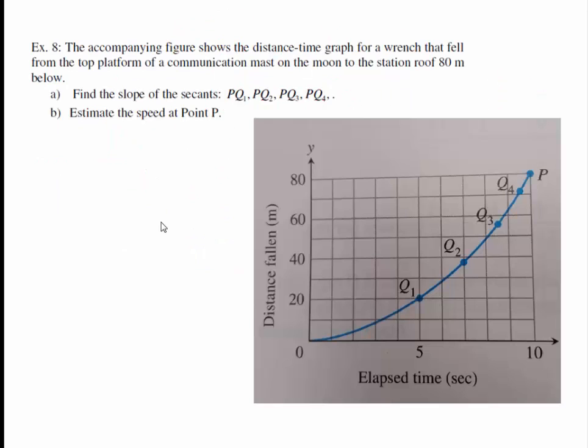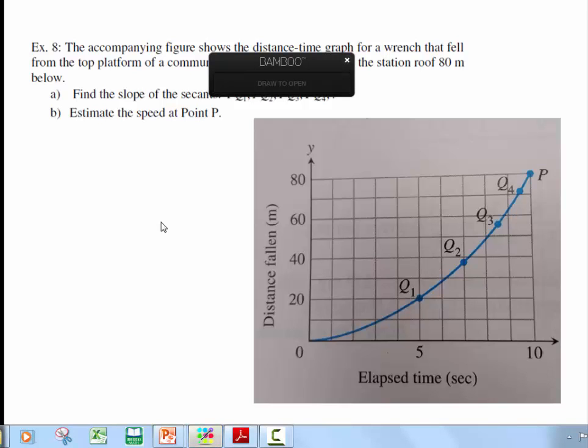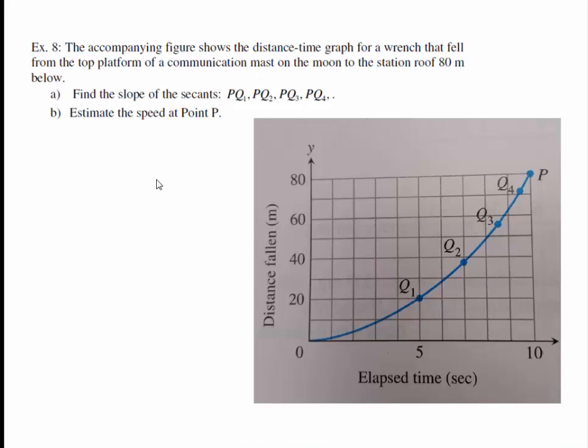Alright, our last example here says the accompanying figure shows a distance and time graph for a wrench that fell from the top platform of a communication mast on the moon to the station roof that's 80 meters below. Find the slope of the secants. Remember, secants are just when you connect a line and it goes through your function twice.